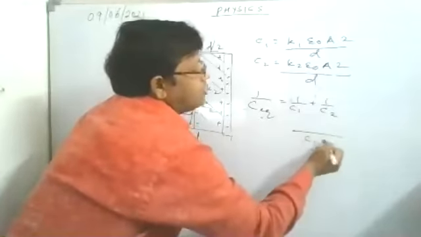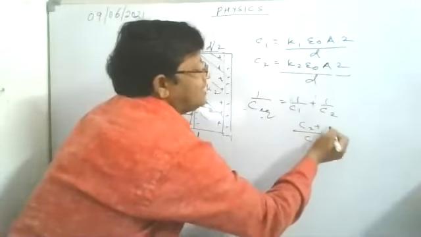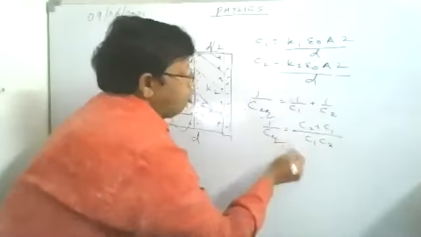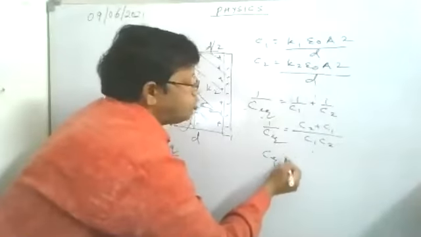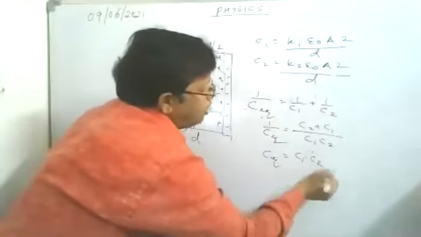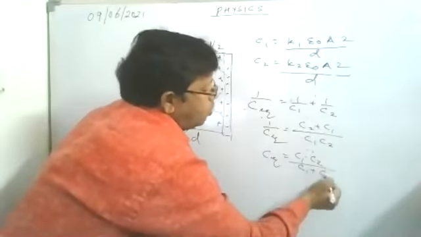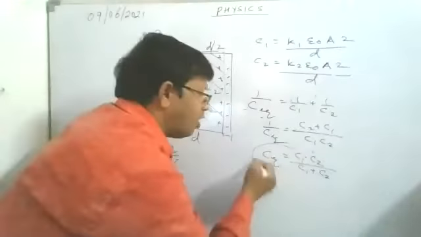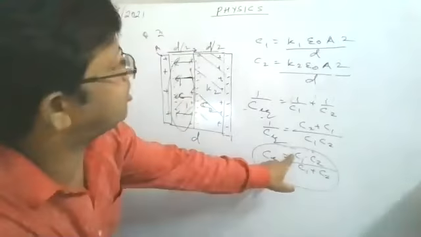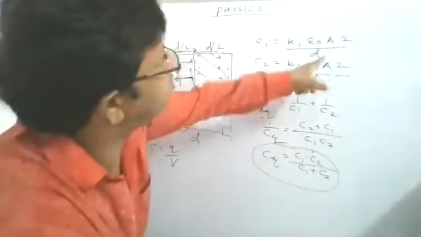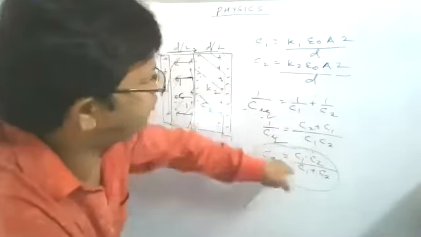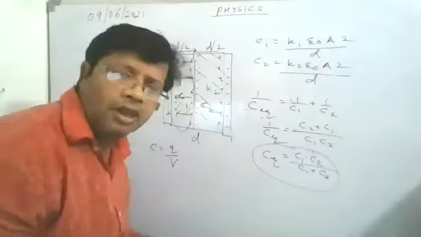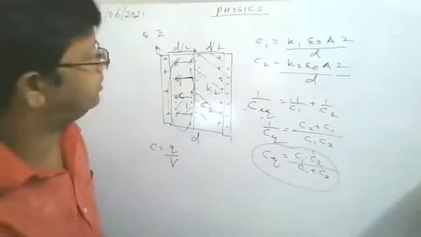Take the LCM: C1 C2 over C2 plus C1. So C equivalent is equal to the product of the two divided by the sum of the two, C1 C2 upon C1 plus C2. This is the formula. Now in place of C1 write down this one, in place of C2 write down this one. Then we can find out the equivalent capacitance formula.